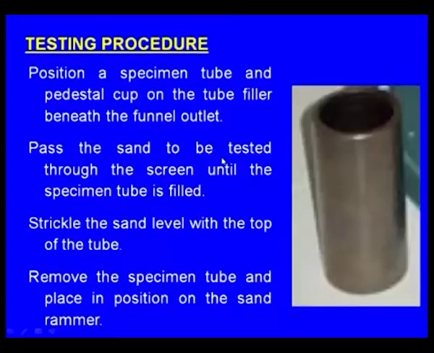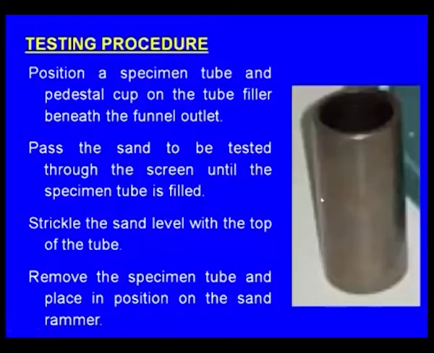Now testing procedure, how to measure the compactability. Position a specimen tube and pedestal cup on the tube filler beneath the funnel outlet. Next one, pass the sand to be tested through the screen until the specimen tube is filled. So fill this specimen with the molding sand loosely, don't compact yourself. Next one, strike the sand level with the top of the tube. If there is any excess sand, that one we have to strike off. Next one, remove the specimen tube and place it in position on the sand rammer.